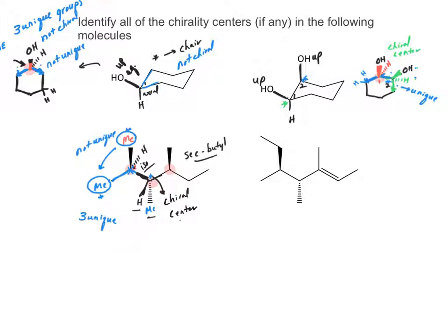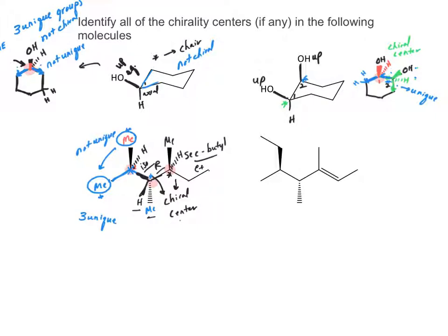And the same thing for this guy. We've got a methyl, we've got a hydrogen on the dash, we've got a 1, 2, an ethyl group out here, and then we've got stuff, right? It's not an ethyl, it's not a methyl, but it's different, and it's a bunch of carbon, hydrogen, just junk, right? So because of that, this is also a chiral center. So in this molecule, we only had two.